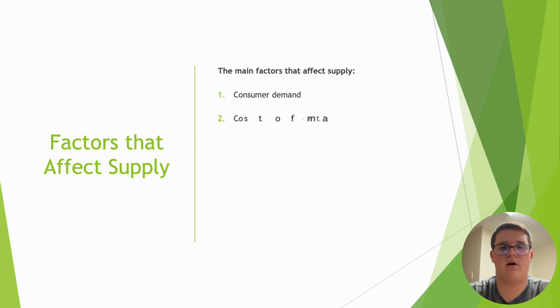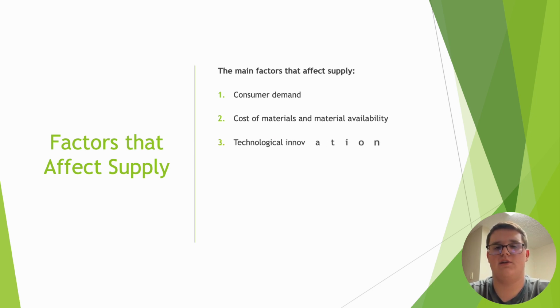Another factor is the cost of materials and the availability of materials. Companies can produce more product if the materials that make the product cost less than they usually do. Also, if there is a shortage in the supply of the needed materials, supply will go down as fewer goods can be produced. The next factor is technological innovation.